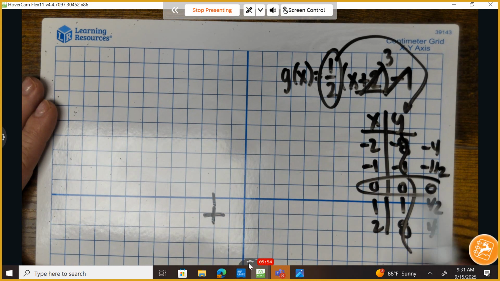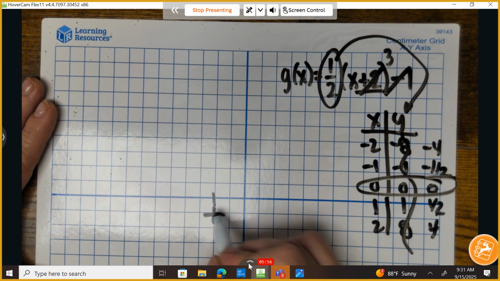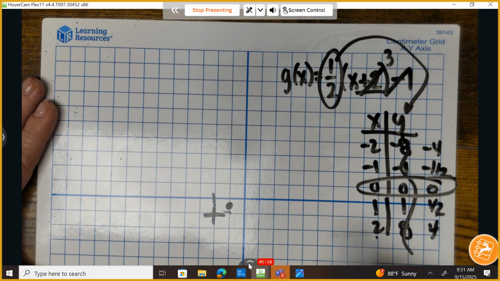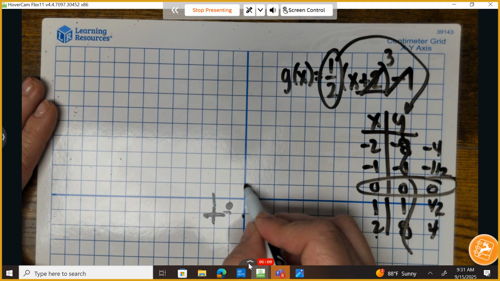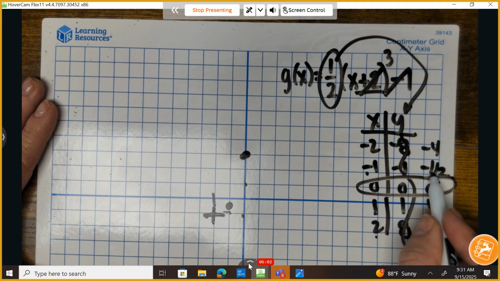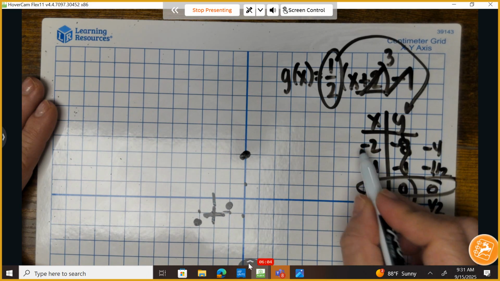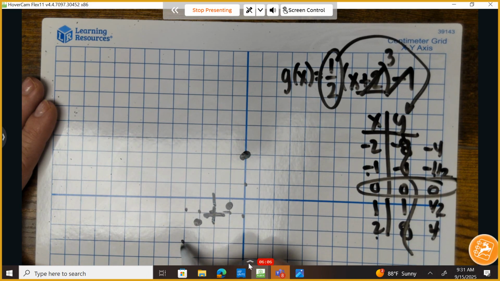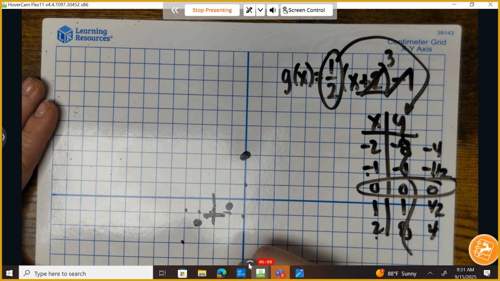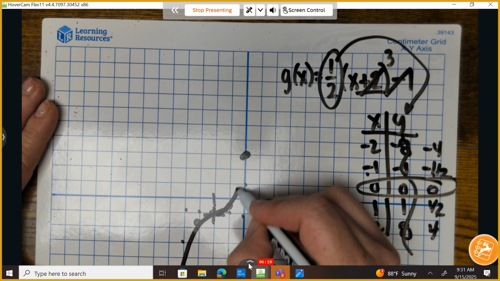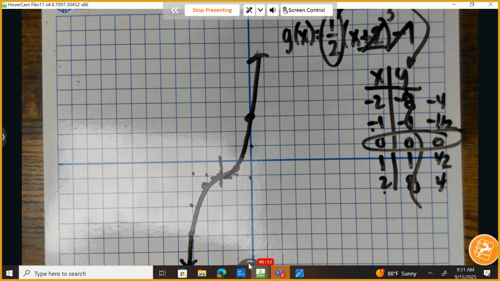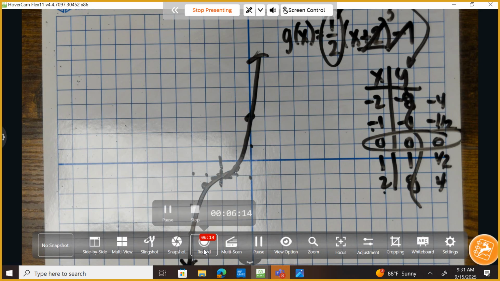Okay, so here's my 0, 0. I'm going to go to the right 1 and up a half. Right 2, up 4. Left 1 and down a half. And left 2, down 4. So I need to see you connect these. That's a must. Don't just leave the dots.